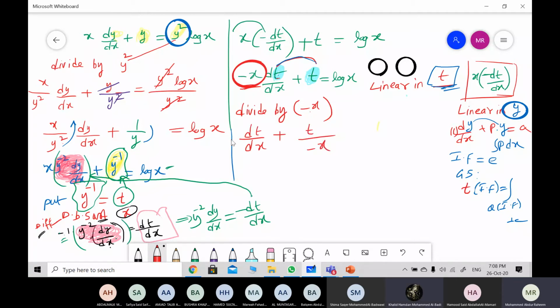Dividing by minus x, here I did not write it, it cancelled. Log x divided by minus x. Now it is linear in t. So the general solution, same procedure as before.